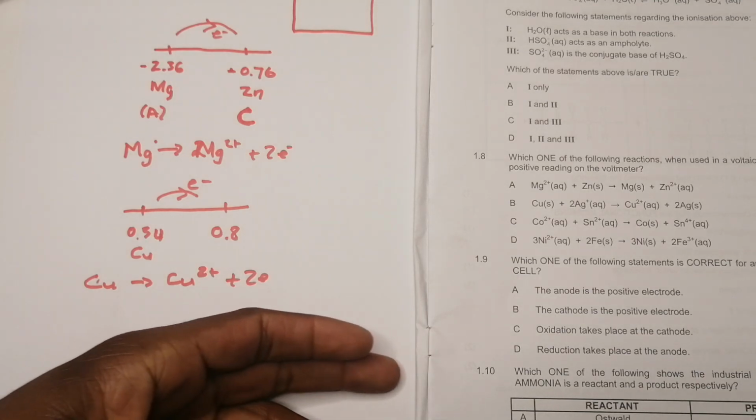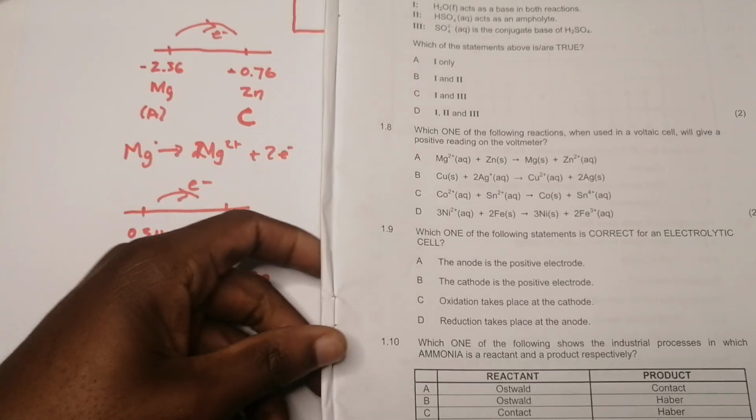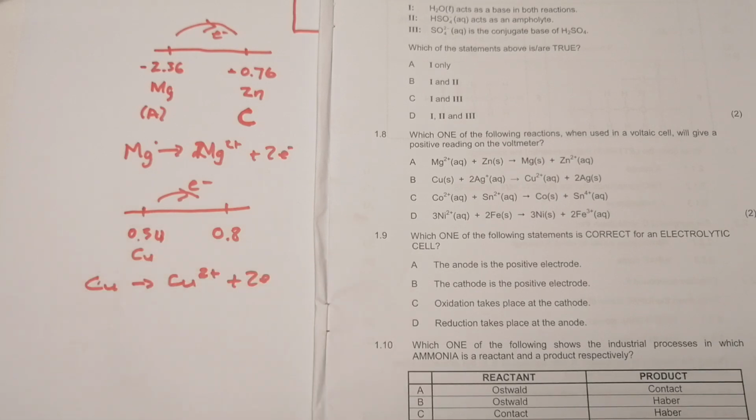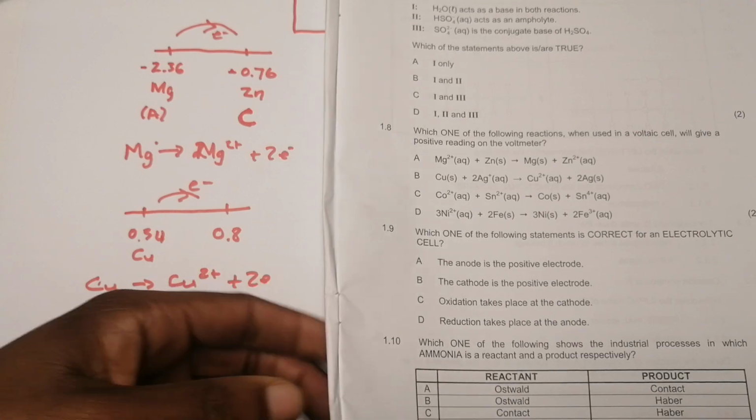So I see there I would go with A. But let's look at why the others are not correct. They say the cathode is positive. That is not true. Remember I just said the cathode is negative there. Oxidation takes place at the cathode. No, remember, whether galvanic or electrolytic cell, oxidation always takes place at the anode. And they say reduction takes place at the anode. Of course, that is not true either.